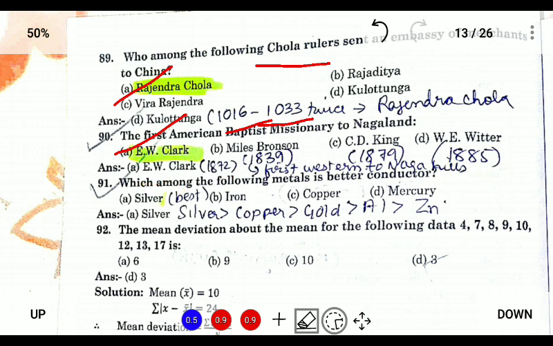Which among the following is a better conductor? So silver is a better conductor. The question is very unclear as to what it means. Either it is conducting electricity or heat, but looking at the options, it will be silver.